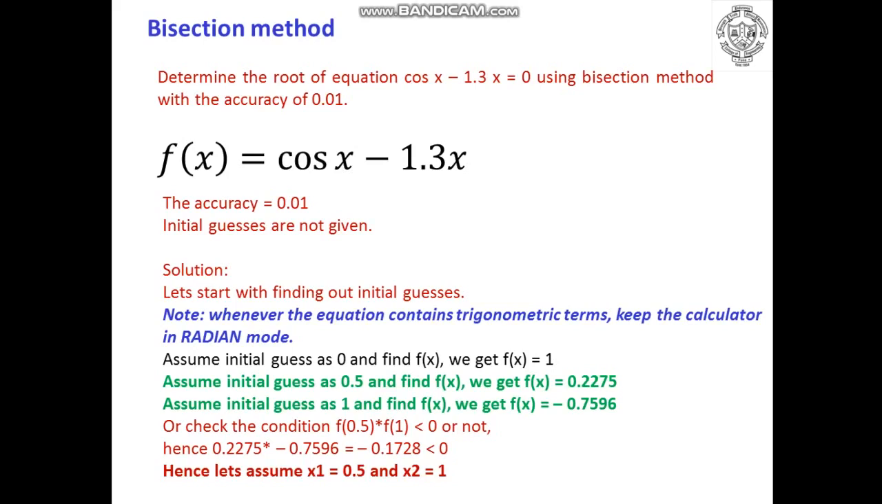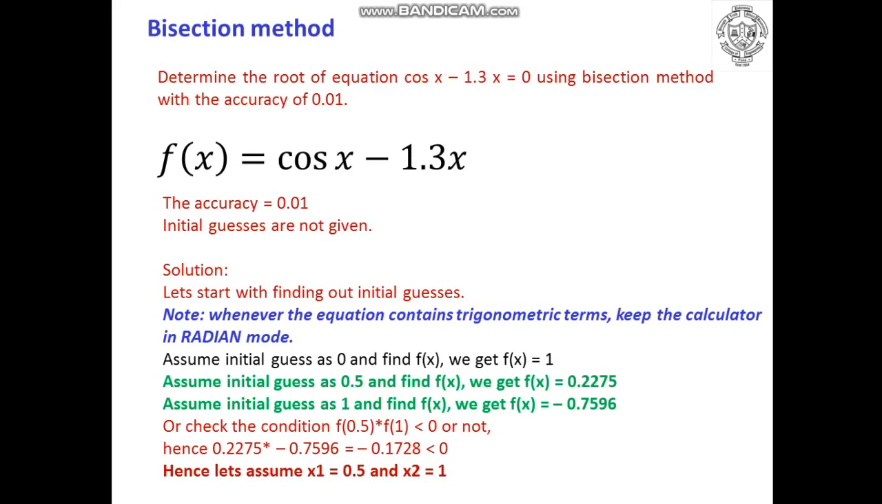So now let us assume initial cases starting from 0. To find out f of x when x is equal to 0, we will put value of x as 0 in the equation. So cos 0 minus 1.3 into 0, we will get f of 0 is equal to 1. So when we are considering initial case as 0, we are getting function as 1, which is positive.